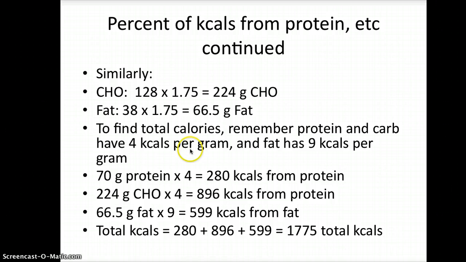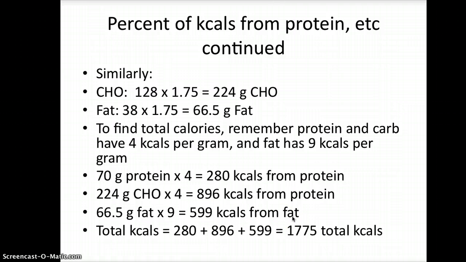To find the total calories, remember that protein and carb have 4 calories per gram and fat has 9 calories per gram. So we had 70 grams of protein in my example times 4 calories per gram. That means 280 calories from protein are being delivered to this patient. 224 grams of carbohydrate times 4, 896 calories. I'm sorry, this should say carbohydrate right here. It should say carbohydrate. 66.5 grams of fat times 9 calories per gram is equal to 599 kcals from fat.